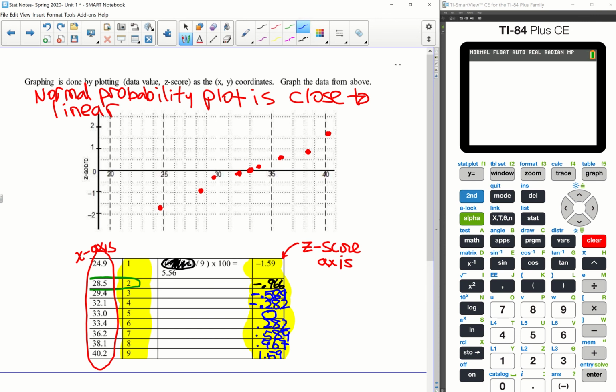So then we would say, therefore, the data is close. These two words should coincide to being normally distributed.